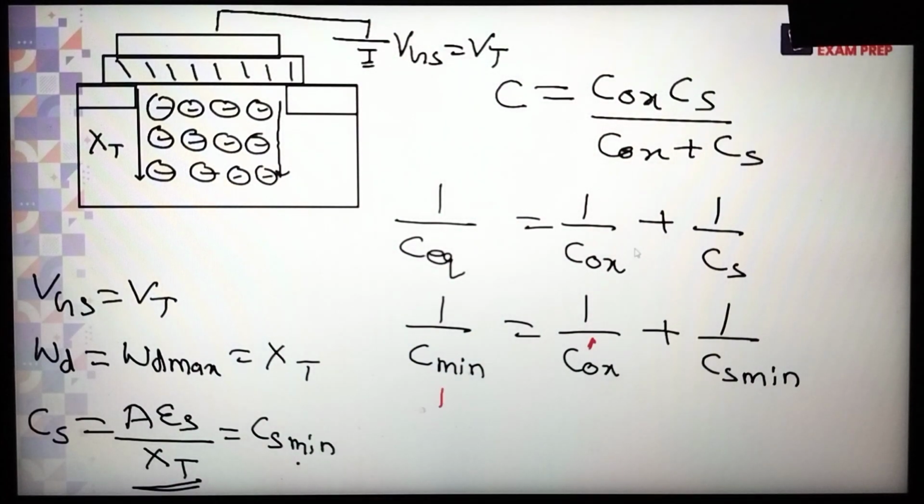Yes, 1 picofarad, 1 by 7 plus 1 by CS minimum. Everyone, from this find the 1 by CS minimum. What is the CS minimum? 1 minus 1 by 7 will become 6 by 7, or CS minimum will become 7 by 6. We can find it.